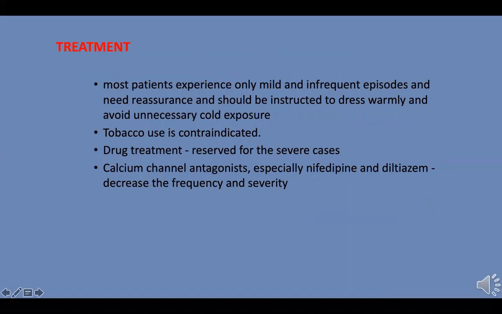For the treatment, most patients experience only mild and infrequent episodes and only need reassurance, and they should be instructed to dress warmly and avoid unnecessary cold exposure. Tobacco use is contraindicated. Drug treatment is reserved for severe cases. We can use calcium channel antagonists, especially nifedipine and diltiazem, and these agents decrease the frequency and severity of Raynaud's phenomenon.